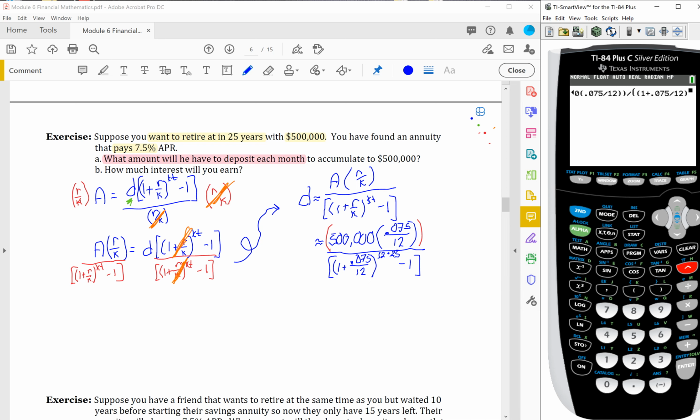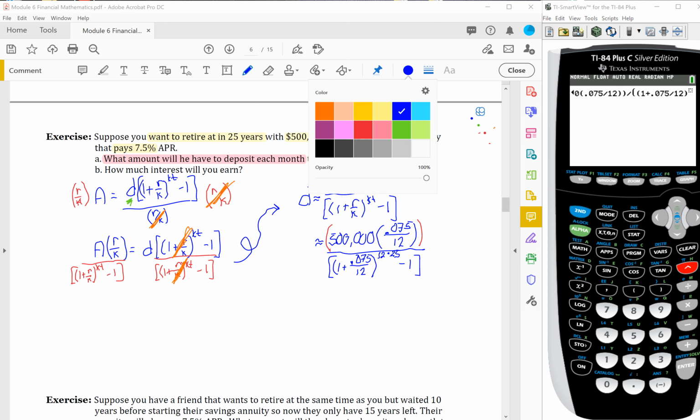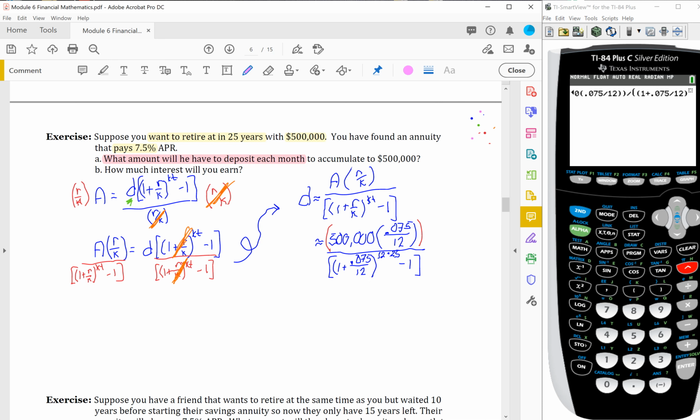Now, depending on your calculator, you may have to also put grouping symbols around your exponent so your calculator knows that this is an exponent. You may need parentheses here. Now, my calculator doesn't because it clearly shows this as an exponent, but just for the practice, let's put the parenthesis, 12 times 25, parenthesis.